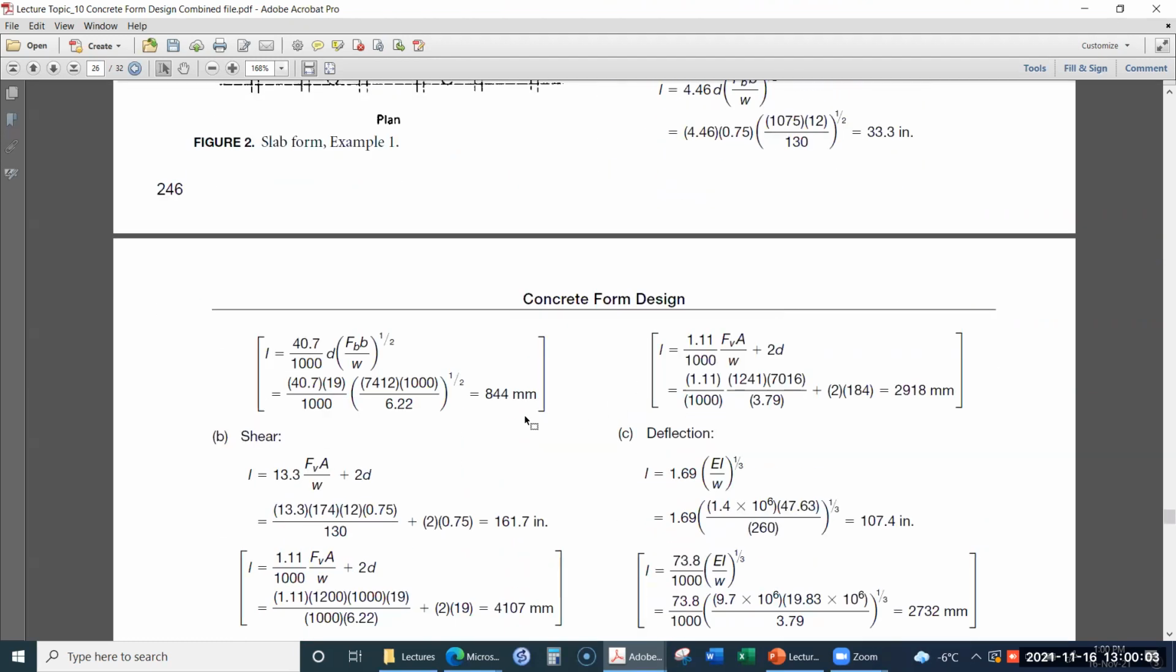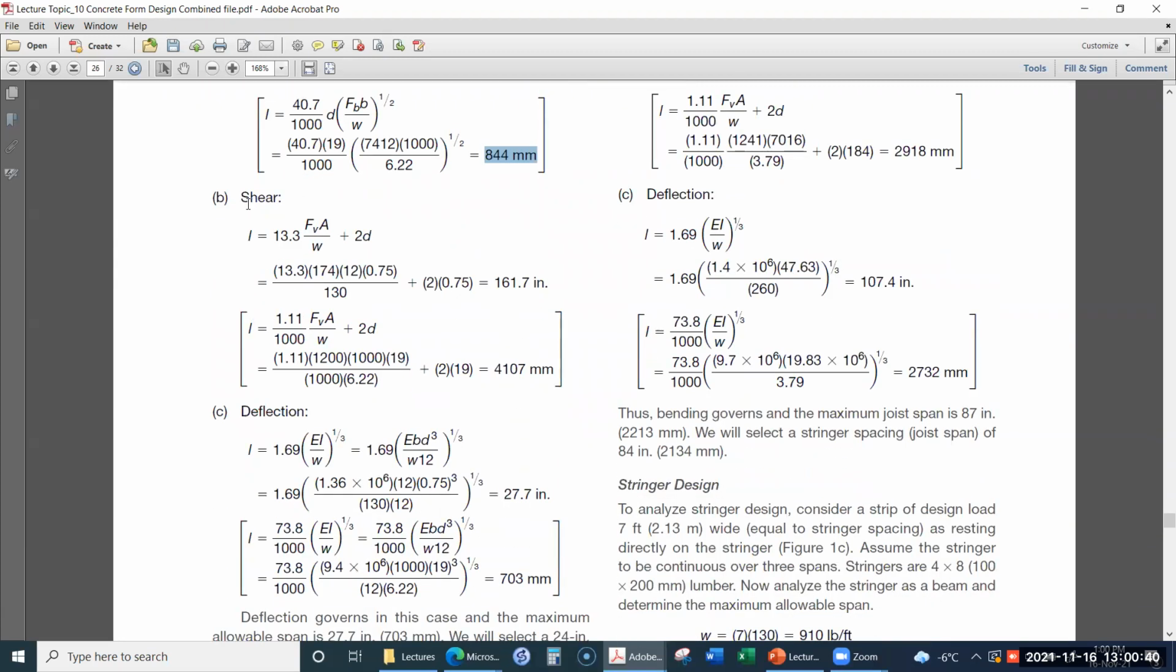Here you can see that we have to be very careful for the units. For the length units, we are using millimeters, so we cannot take 1 meter over here. We will use millimeters. And the pressure units are in kilopascal, so kilonewton per square meter. If you calculate it, you will get a value of 844 millimeters. So this is one value which we will get.